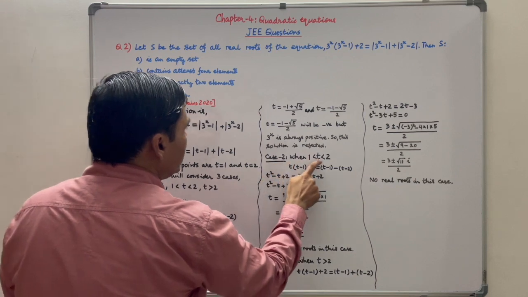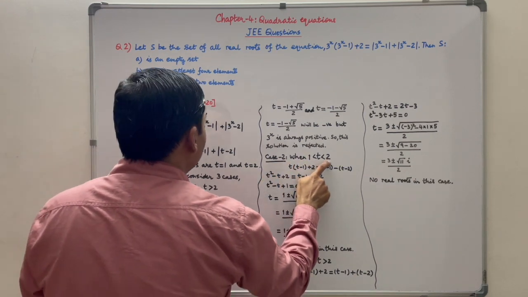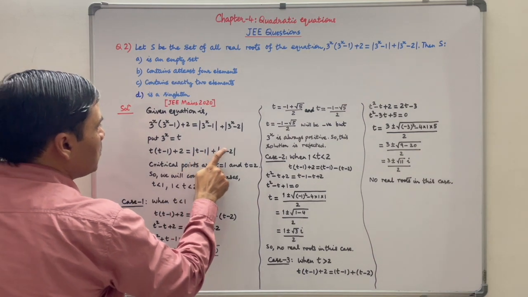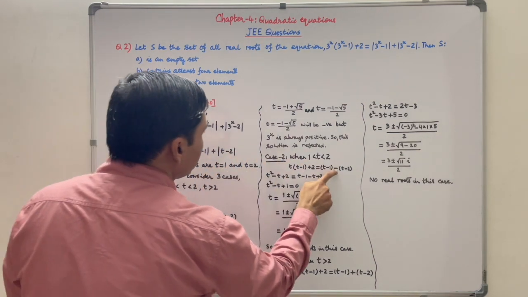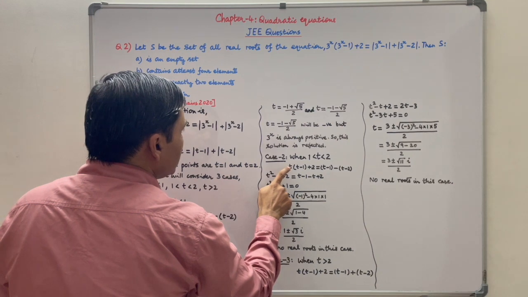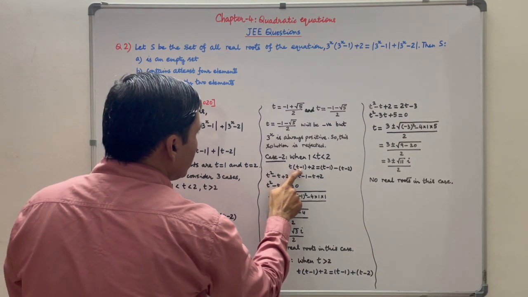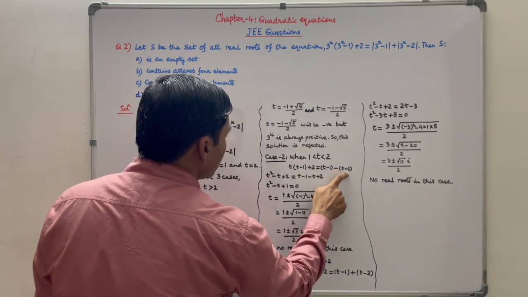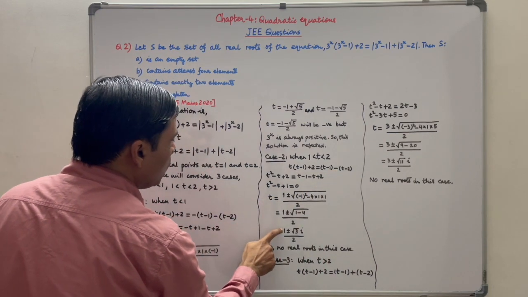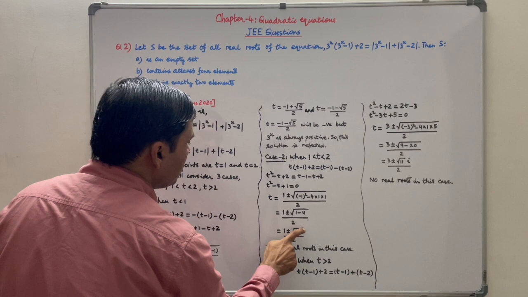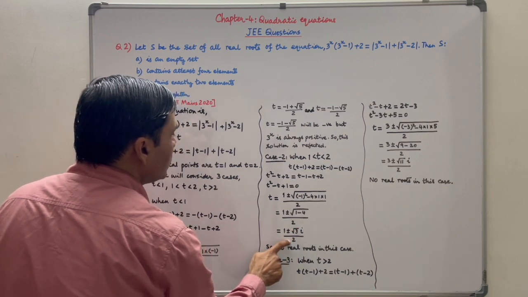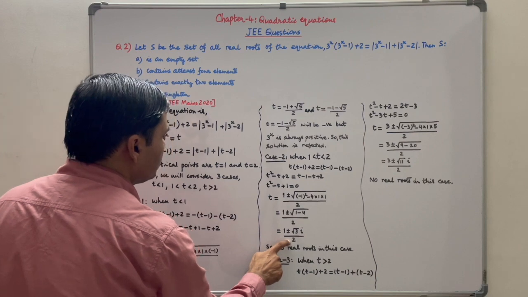Case 2: when t lies between 1 and 2. When t lies between 1 and 2, |t - 1| will be positive and |t - 2| will be negative. So the equation in this case will be t(t - 1) + 2 = (t - 1) - (t - 2), or t = (1 ± root 3 i)/2. Both the roots will be complex, so no real solution in this case.